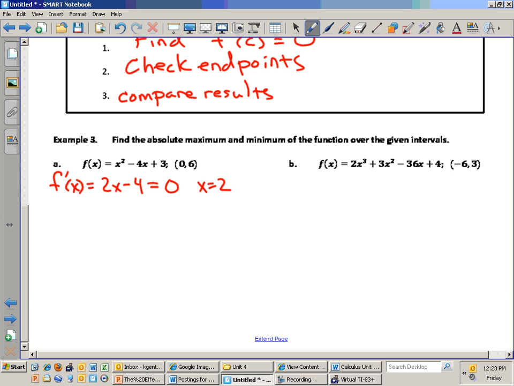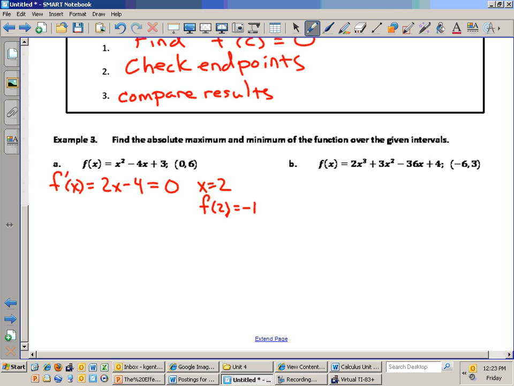Now, that tells us the location. That doesn't tell us the actual height. If I wanted to find out the height, what would I do? Plug it in. 2 squared is 4, minus 8 is negative 4, plus 3 is negative 1. So I'm going to write it like this. I like to do this: f of 2 is negative 1. I like to write it like that. It tells me the location and the function value, and helps me keep things straight.